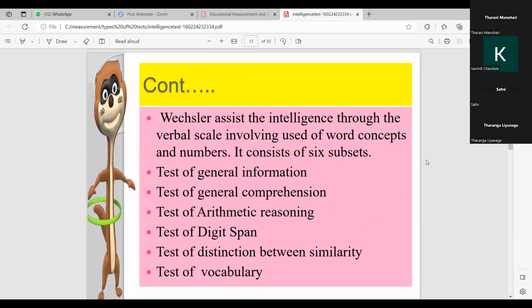It consists of 6 subtests. First one, general information. Second one, general comprehension, that is reading and understanding. Arithmetic reasoning, digit span. Distinction between similarity. So you see similar things and you have to find the differences there. Like, we see pictures. 2 pictures are given, almost similar, but there are very simple differences, right? So you have to spot the differences there.